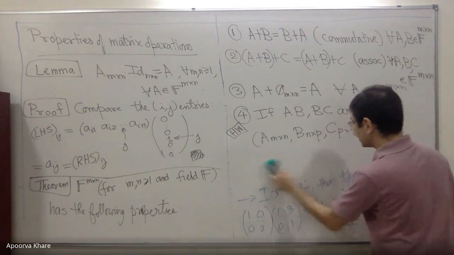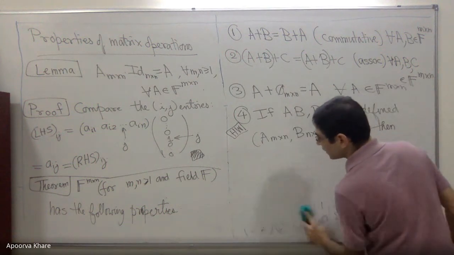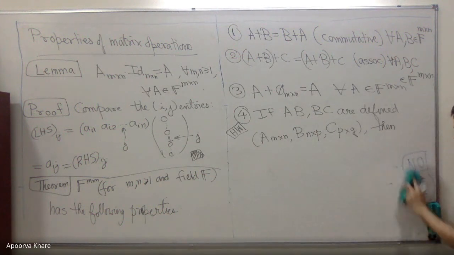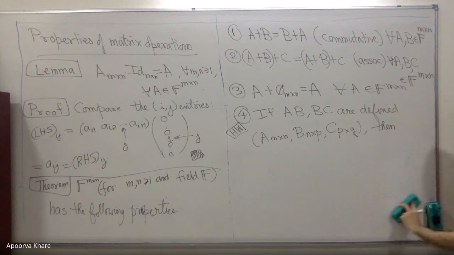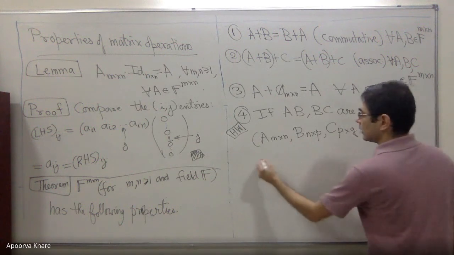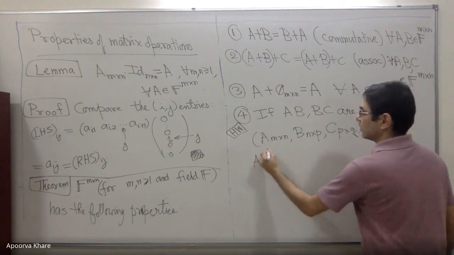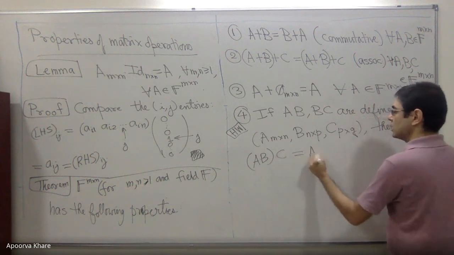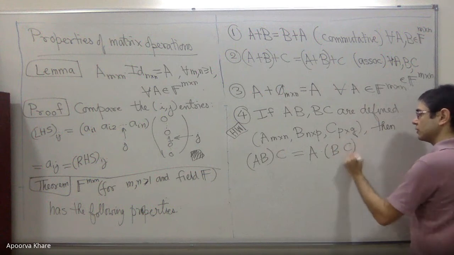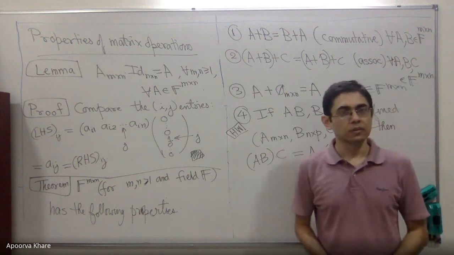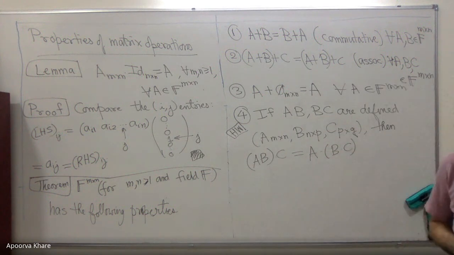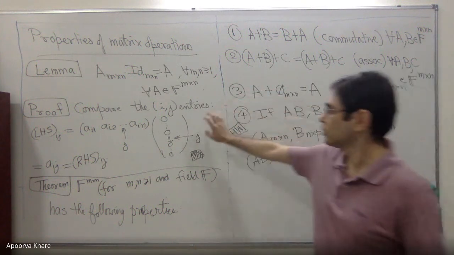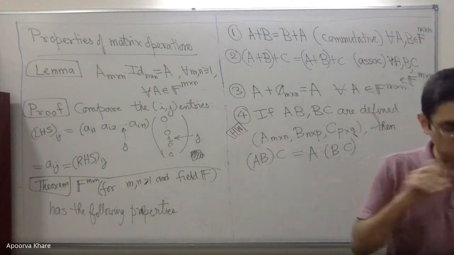Then you can multiply ABC in any order, and it will still give you the same answer. That's what the theorem is. Then AB first and then times C is equal to A times first BC. So this is a homework problem which you have to do, and you have to verify this basically entry by entry. That's why I wrote this proof down, just so you know what to do.